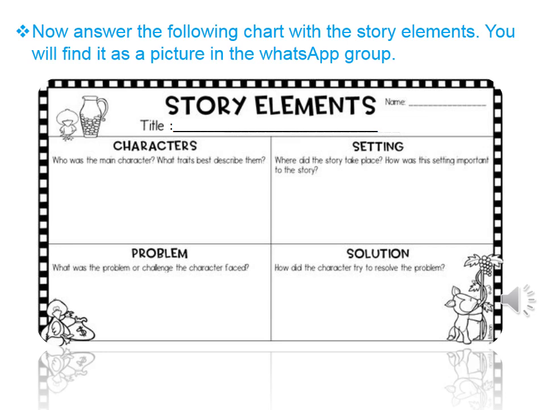Now, I want you to answer the following chart with the story elements, and you will find it as a picture in the WhatsApp group. You can print out the paper, or you can draw the table in your notebook and fill it with the correct answers, please. You must write the title of the story, the characters, who was the main character, the setting, where and when did the story happen, the problem that faced the children, and how did the character try to solve the problem.